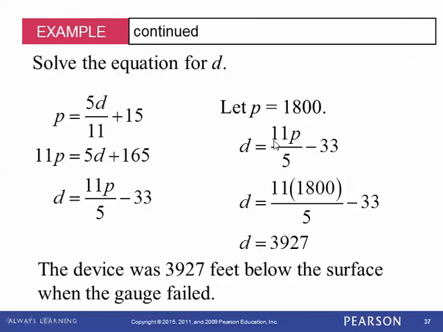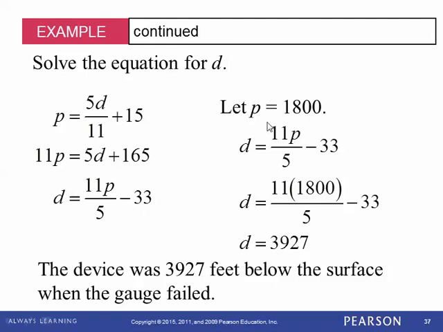So let's go with it here. So example problem, here it is. Let's multiply through by 11. There's that. Subtract 165 to this side. And then when you divide through by 5, 5 goes into 165 33 times, and you got yourself now an equation that is just set up for D as opposed to P. Again, that's what an inverse function is, that's what you're trying to do. You're trying to get the other variable.